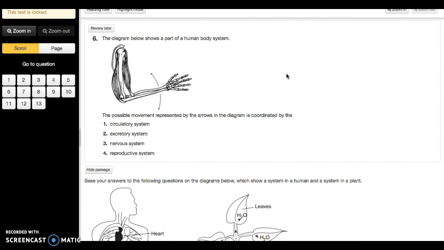Here is a part of the human body system. The possible movement represented by the arrows in the diagram is coordinated by the... and if you chose number 3, the nervous system again, then you are correct. The key word again is coordinated.